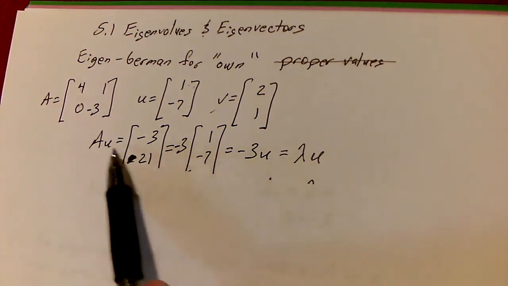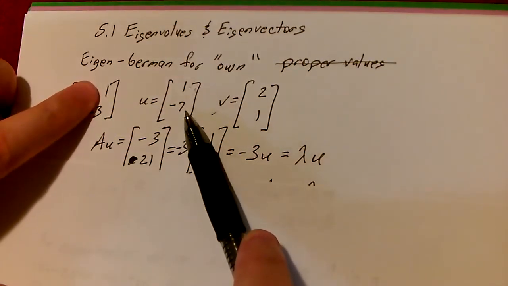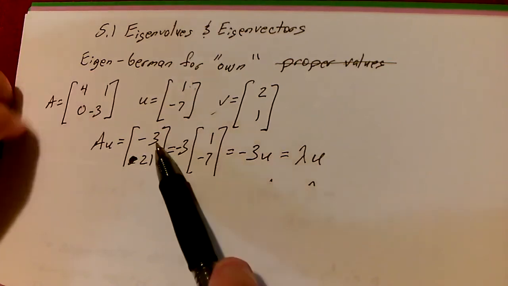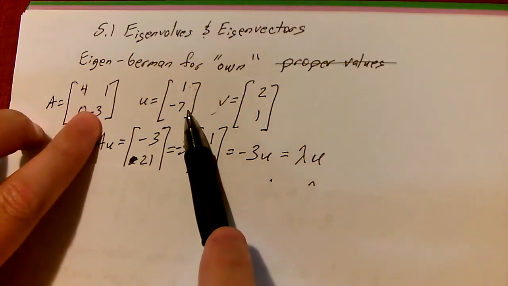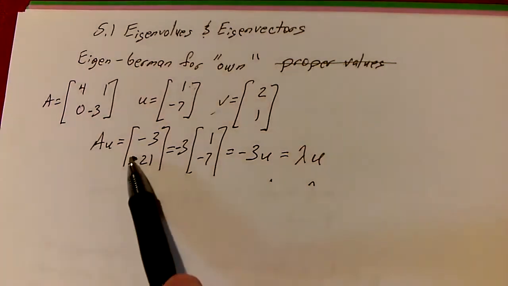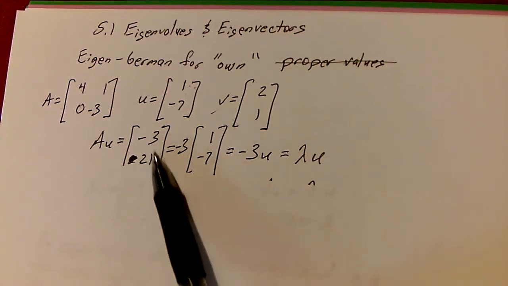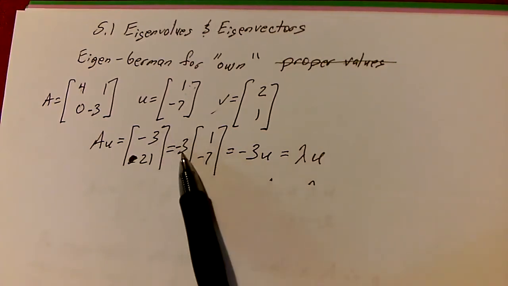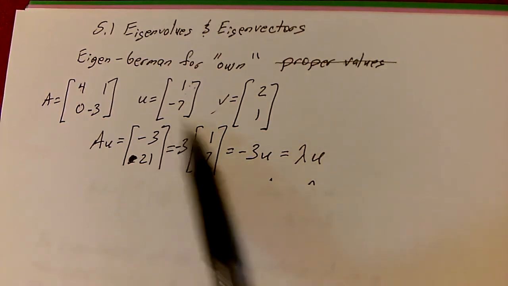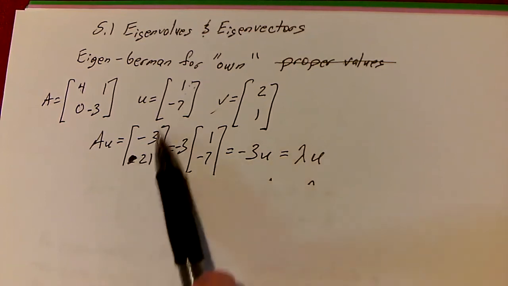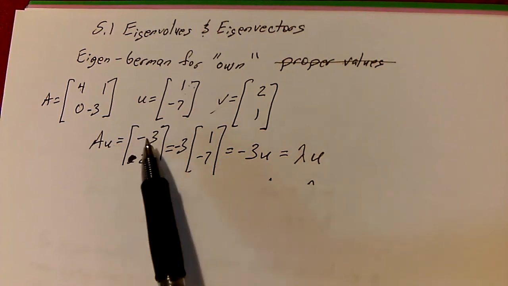Again, we're multiplying across here. So 4 times 1 is 4. Negative 7 times 1 is negative 7. Add those together, I get negative 3. 0 times 1 is 0. Negative 3 times negative 7 is a positive 21. So negative 3 and 21. Now notice that that vector is exactly negative 3 times the vector I started with, 1, negative 7. So if I do negative 3 times u, I get exactly what I get when I do A times u.